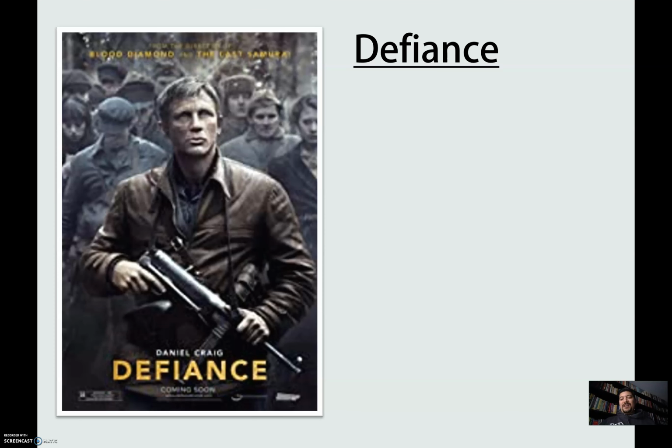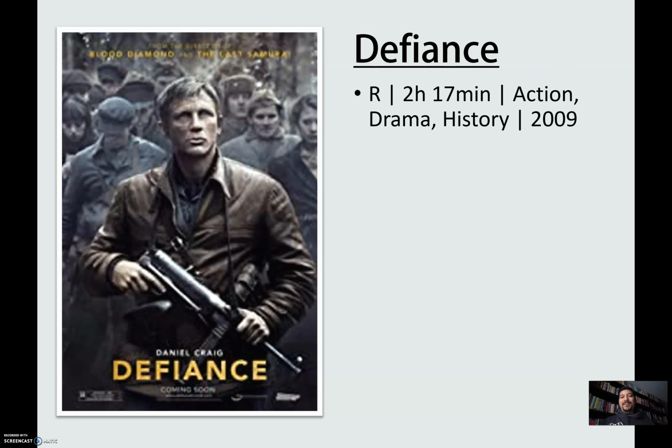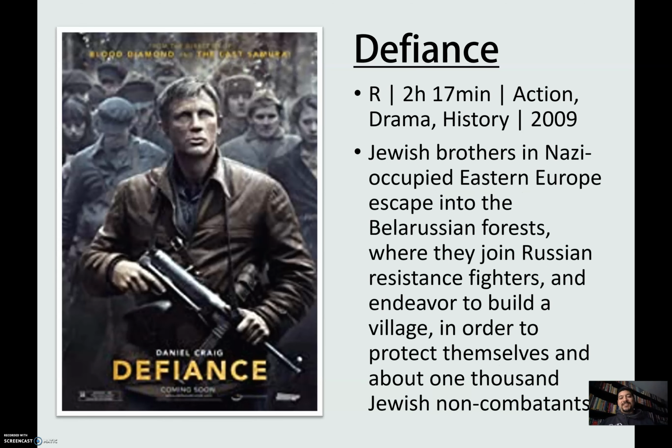Continuing, oh, I wanted to show you this. A partisan, there's a fantastic movie with Daniel Craig called Defiance, and it's about a group of Jewish partisans that fought against Germany, the German military. So it is rated R. It's action drama history. It came out in 2009. It's got Daniel Craig in it, the guy that plays James Bond. And it's the Jewish brothers in Nazi-occupied Eastern Europe escape into the Belarusian forest, where they join Russian resistance fighters and endeavor to build a village in order to protect themselves and about 1,000 Jewish non-combatants.